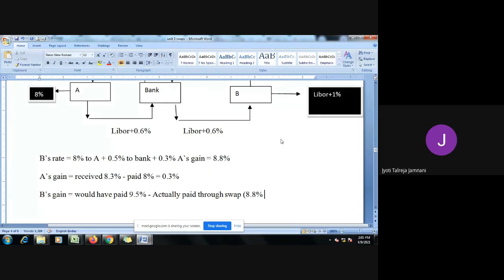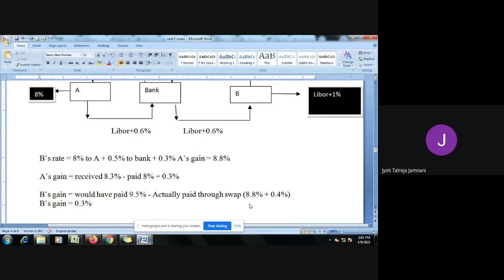and A, plus here you see the LIBOR rate difference. It has paid LIBOR plus 1% in the market, but it has got only LIBOR plus 0.6%. So the difference is 0.4%. That's 0.4% also. B has paid extra. So 8.8 plus 0.4. How much has B actually paid? 9.2. And it would have paid 9.5. So 9.5 minus 9.2, B's gain will be 0.3.